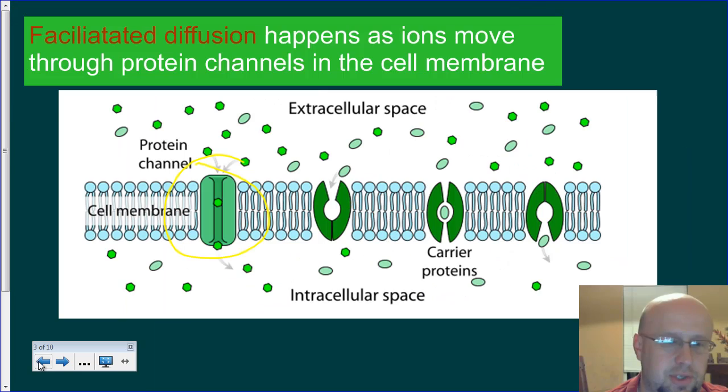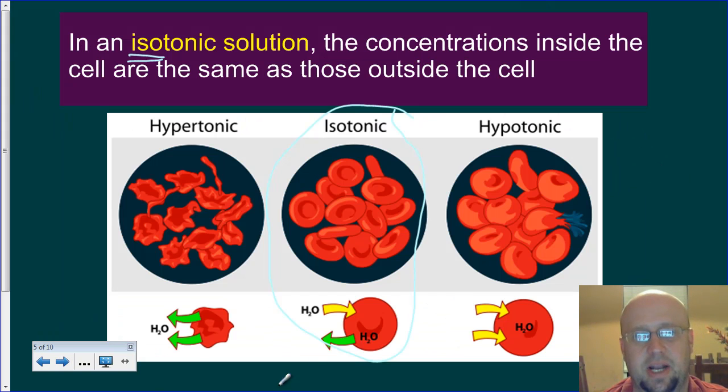So just to jump back here a little bit, if we had a cell membrane, this is inside the cell, this is outside the cell, and it would basically mean that I've got the same number of hexagons on this side as I have on this side. That would be an isotonic solution. Now that is the ideal state. That's what we want for our cells.